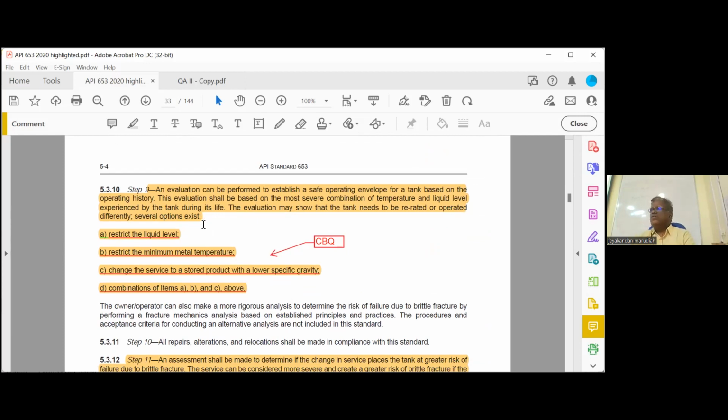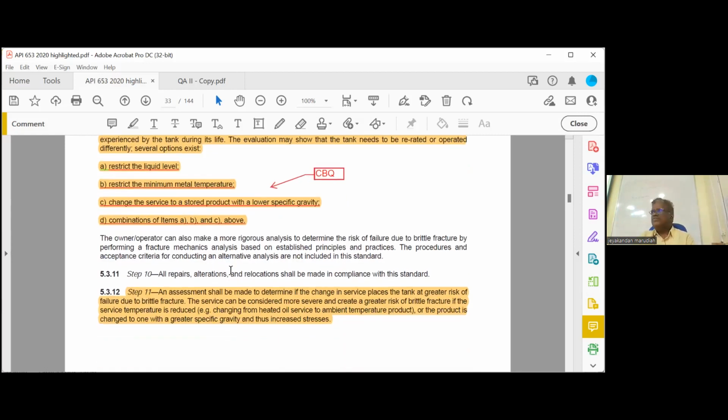So now, how to avoid the brittle fracture? Think just the opposite. Reduce the liquid level. Change to a lower specific gravity product. Increase the temperature. Restrict the liquid level, restrict the minimum metal temperature, change the service to store a product with lower specific gravity, or a combination of items. Suppose you want to avoid the severe service, you have to go in reverse. That's all, Chapter 5. Closed book question: step 7, step 8.